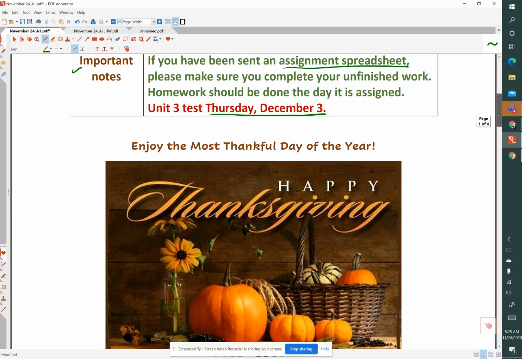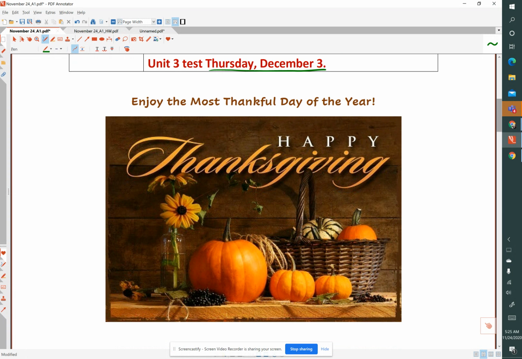So my picture for you today is just a reminder to enjoy the most thankful day of the year. It's a beautiful time. It's been a difficult year for many of us, but I know that there are so many things we can find to be thankful for, and I'm thankful for you. I'm thankful for my algebra classes. I'm thankful for the opportunity to teach algebra, and I'm thankful that even in this crazy year, we can give ourselves the gift of education and knowledge.